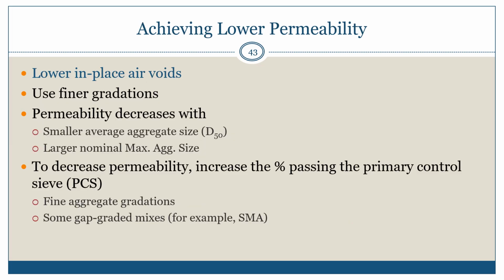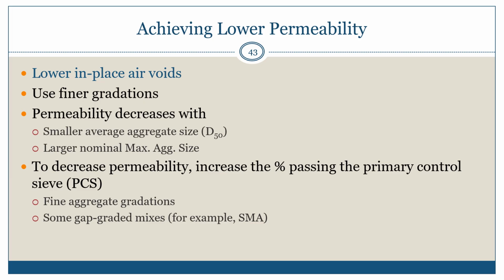So what does this model tell us about how to achieve lower permeability? Well, the first thing I'm going to mention here isn't really part of the mix design process, but it's exceedingly important. And that is you want to keep your in-place air voids low. If your in-place air voids are high, your permeability is in all probability going to be very high. Compaction is so important. I can't overemphasize that.